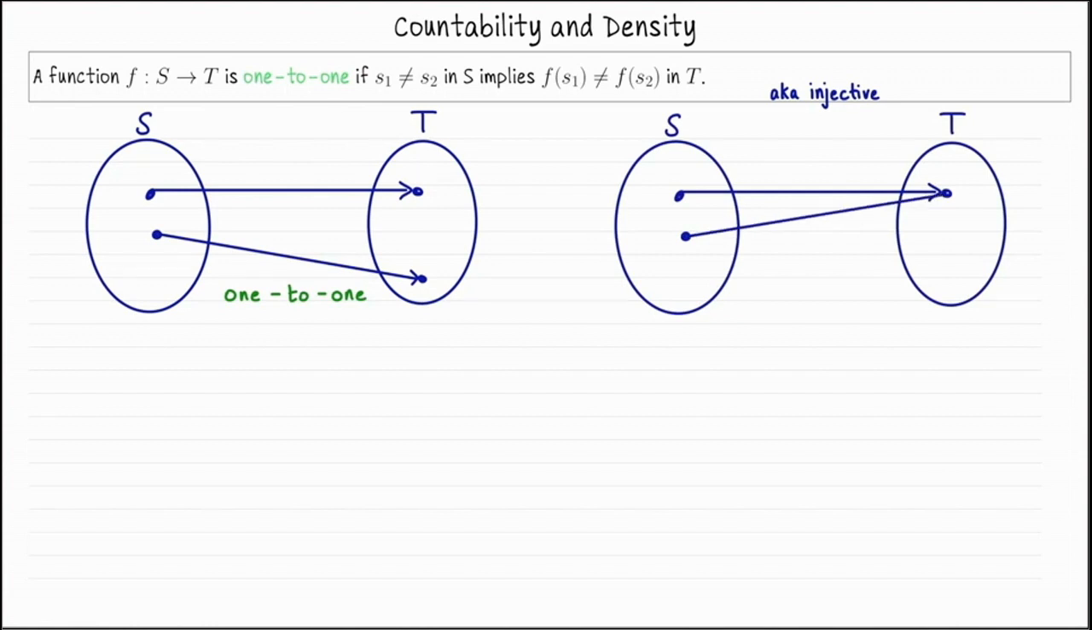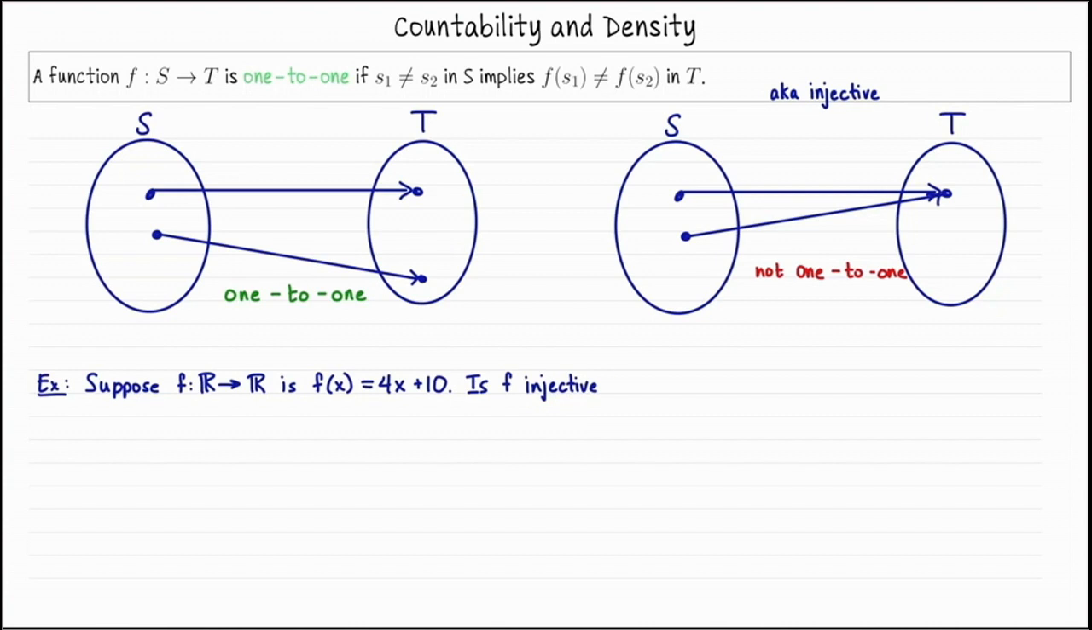If, on the other hand, there is a pair of inputs which get mapped to the same place, then this would not be one-to-one. Visually, that's what's going on, but let's look at a couple of examples. Suppose f is a map from R to R given by f(x) = 4x + 10. Is this map an injection?